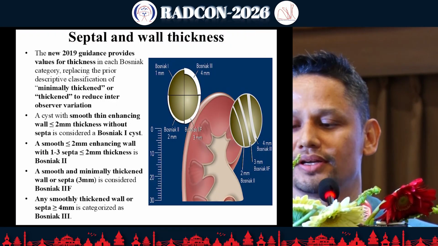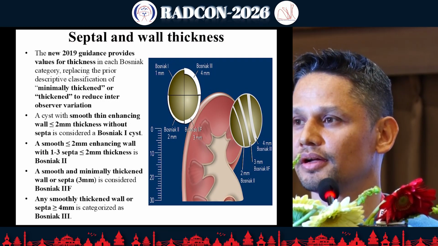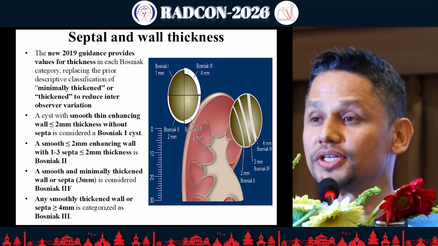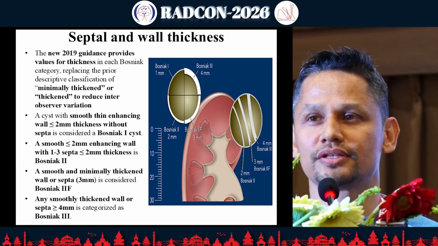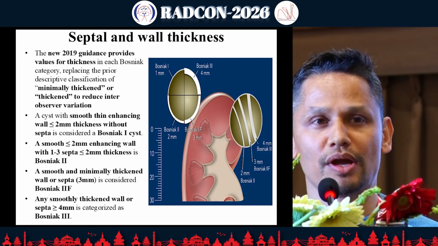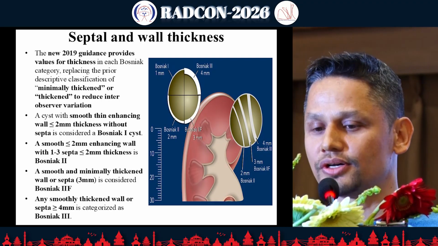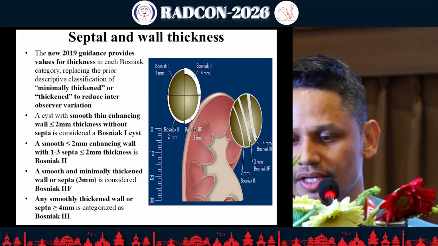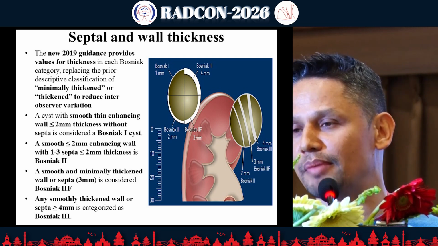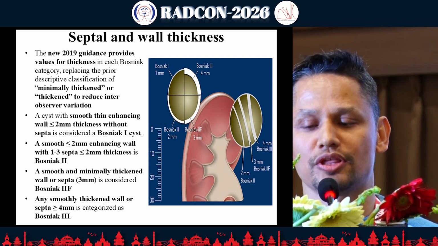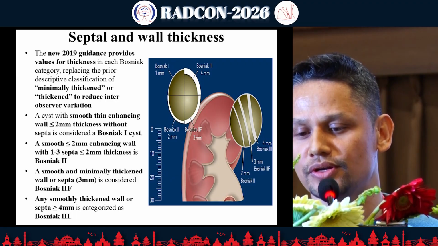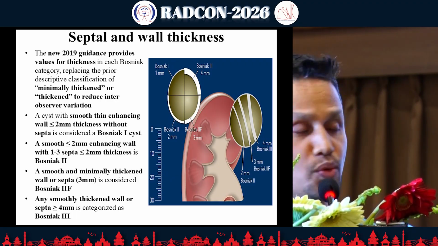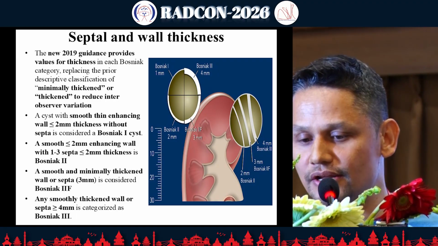So for septa and wall thickness, previously no certain measurement was given, and the terms used were minimally thickened or thickened. In the newest version, we have given measurements to reduce inter-observer variation. So any cyst with a smooth, thin enhancing wall less than or equal to 2 mm thickness without septa is considered Bosniak 1. Smooth septa with an enhancing wall less than or equal to 2 mm, with few septa, that is 1 to 3, is considered 2.